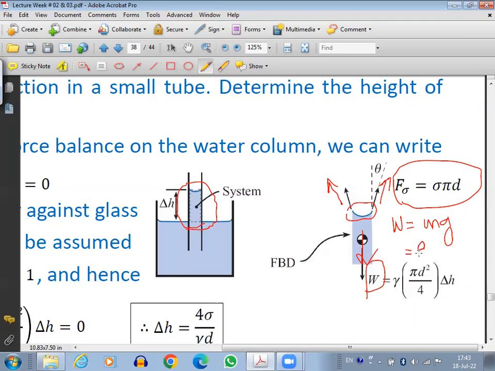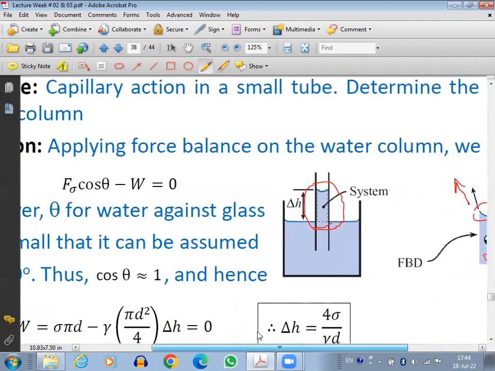Let me write here like this. Density into volume into g, right? Now, what is density into g? We studied, density into g is gamma, specific weight, right? So it's gamma into V, where V is volume. So volume will be what? Volume will be height multiplied by cross-sectional area. So cross-sectional area will be pi r square or pi d square by 4, multiplied by height, which is delta H. Is it clear? So this will be weight.